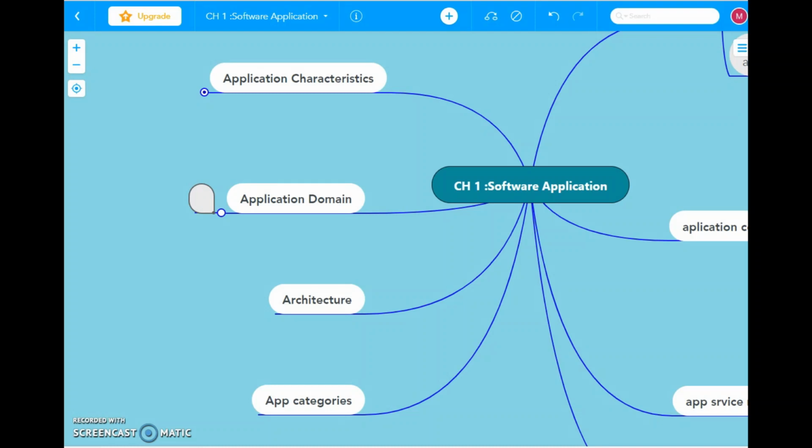Now there are two types of domains. Firstly being industrial domain. And the second is enterprise business process domain.